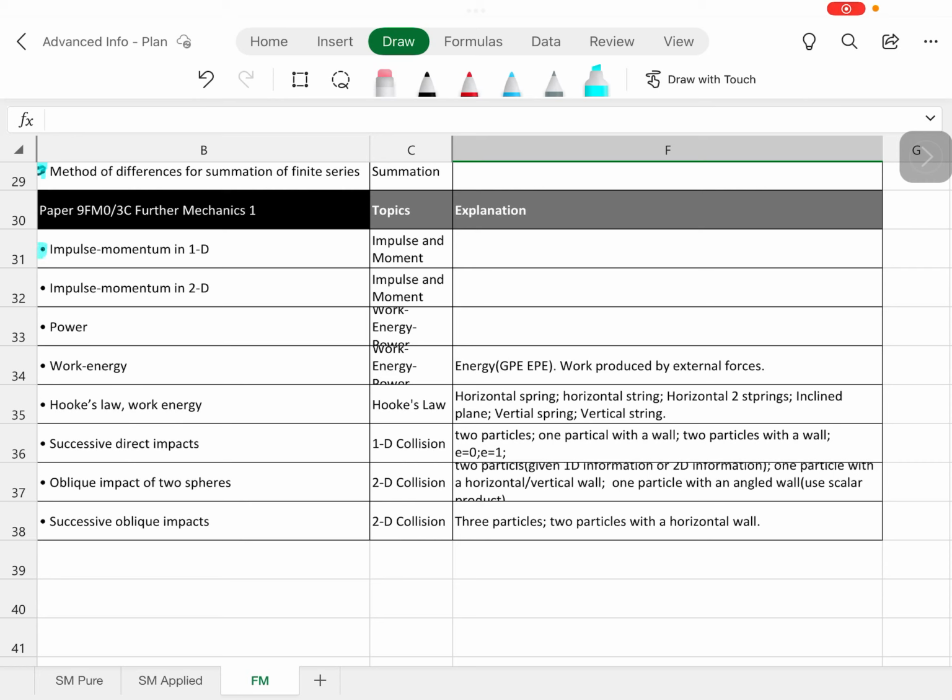Let's look at the first one, impulse in 1 dimension and 2 dimensions. You should be fine. I think most people are fine with that. Power and work-energy. Similarly, I think it is quite a reasonable topic. It may be on an inclined plane, so you just need to be careful with the angles.